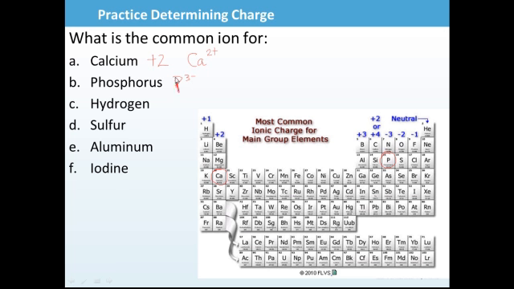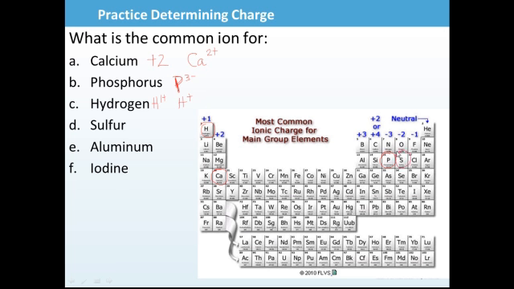And notice that the charge is a superscript. Hydrogen is right here at the top of the first column, so it's hydrogen 1+. Kind of looks weird, doesn't it? So really, we just write plus. If the charge is 1+ or 1-, we don't ever write the 1. You'll never see it like that.